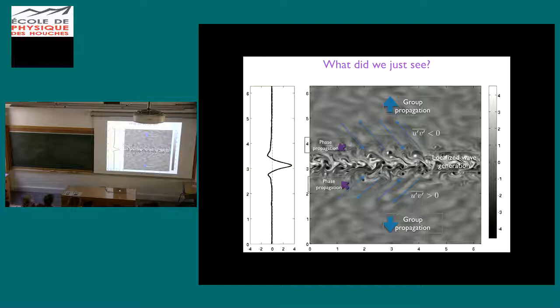Ted did? Oh, Ted did, okay. Yeah, so I thought he would have, because meteorologists love it. Oceanographers like it too. So you've got localized wave generation in the strip, and you've got group propagation northwards above the strip and southwards below the strip.